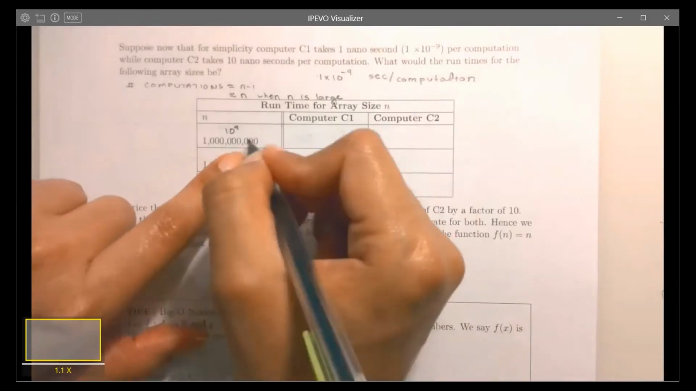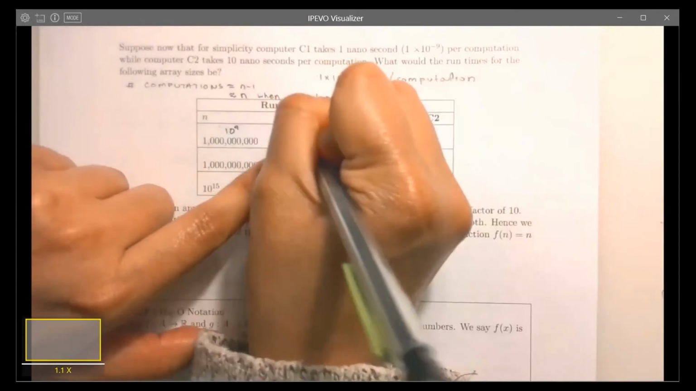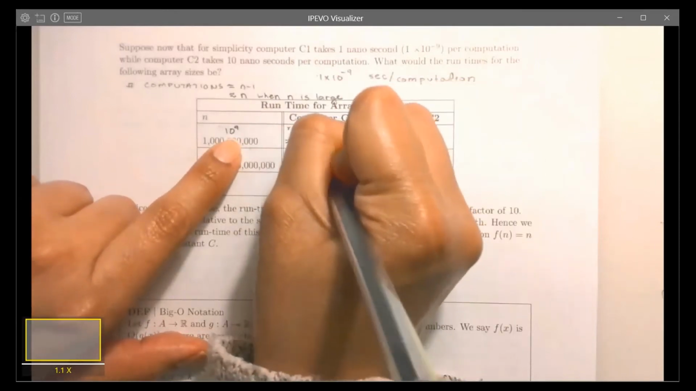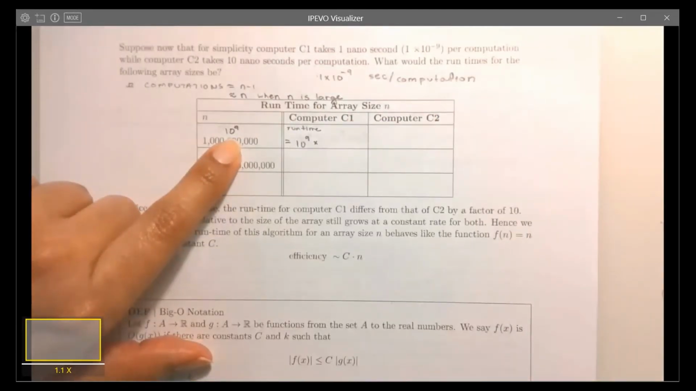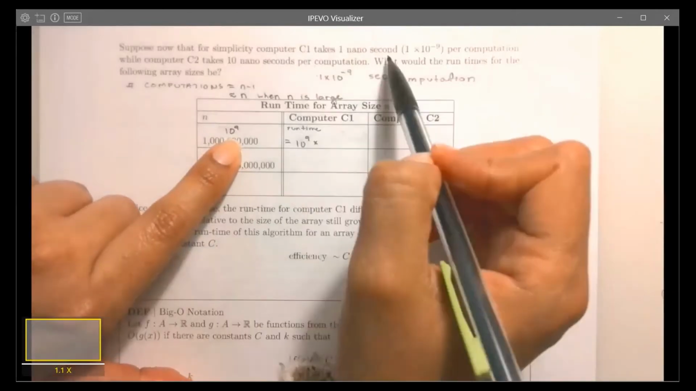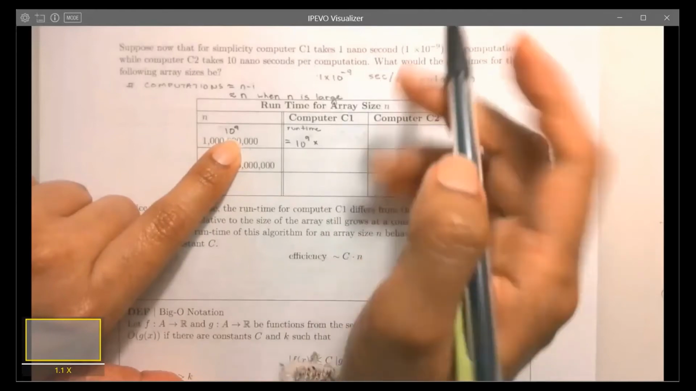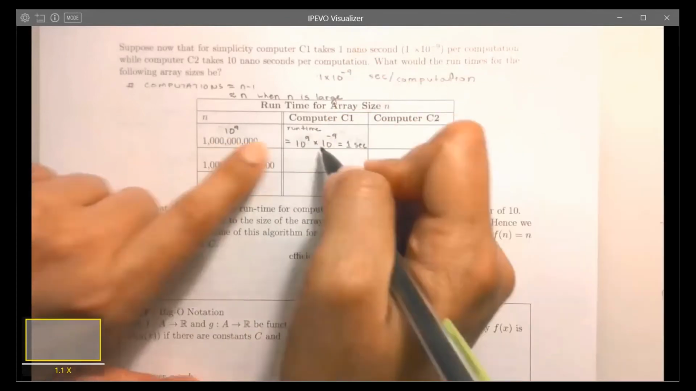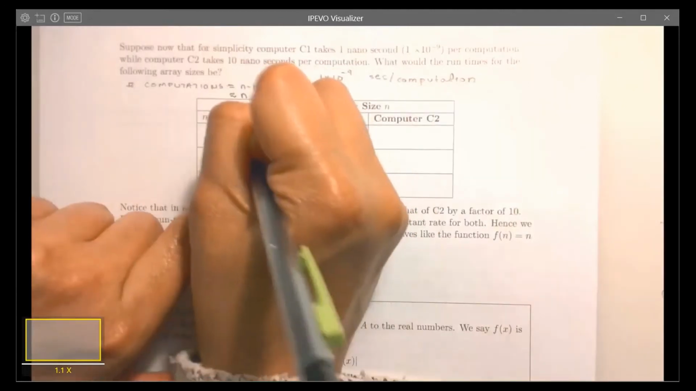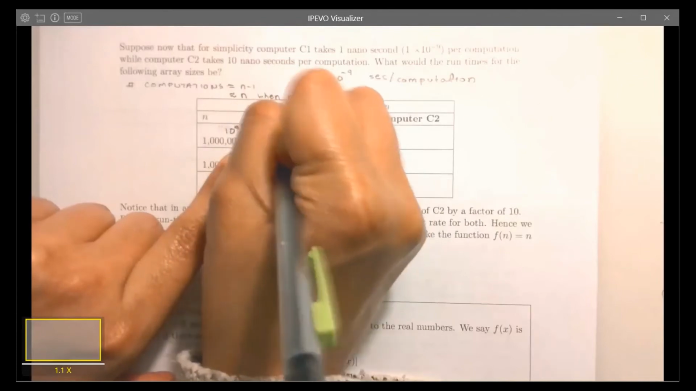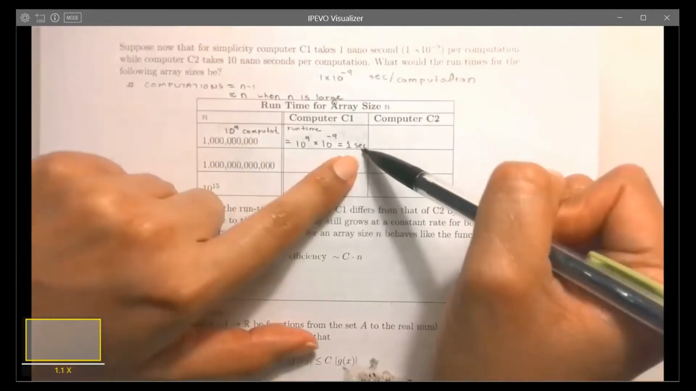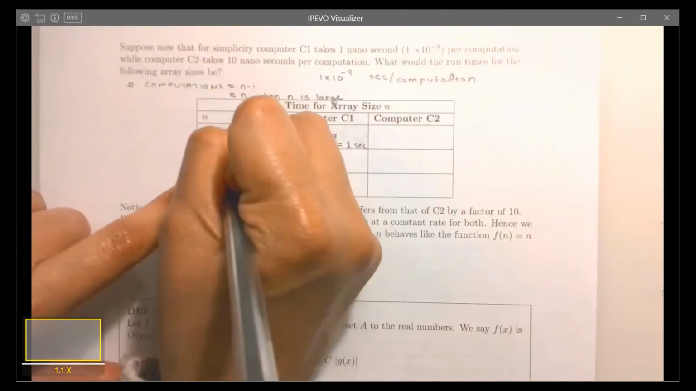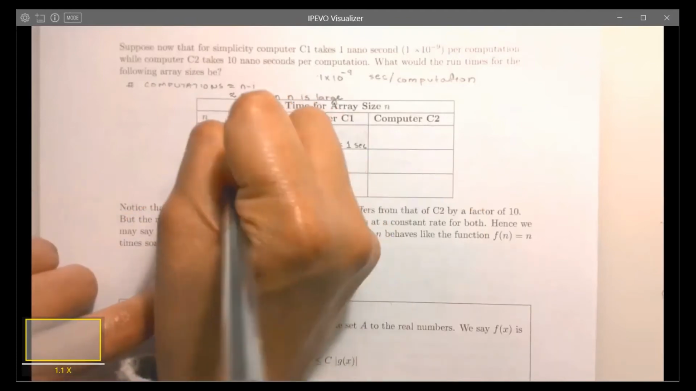All right, so what I'll do then to find the runtime, I'm going to take the number of computations, which is approximately n, so that's going to be 10 to the 9, and I'm going to multiply by the rate. How many seconds per computation does the computer take? So for computer 1, they tell us it's 1 times 10 to the minus 9 seconds per computation, so that's 10 to the minus 9, and that'll be 1 second. Now I'm not writing the units here just because I don't have enough room, but this is like 10 to the 9 computations multiplied with 10 to the minus 9 seconds per computation, so I have seconds as a remaining unit. Now in this case, I have 10 to the 12 computations.